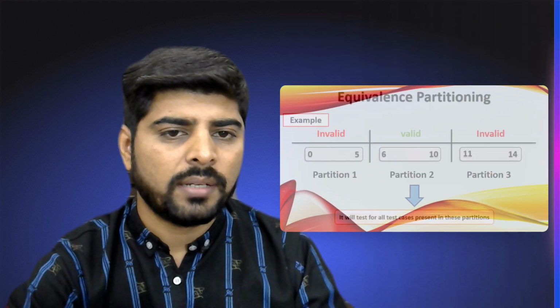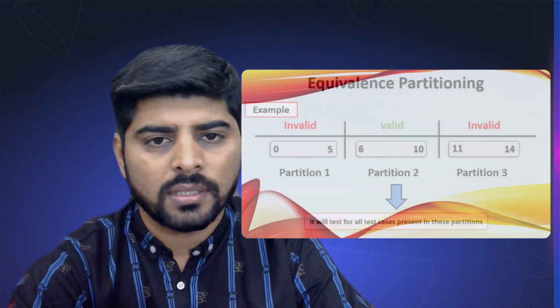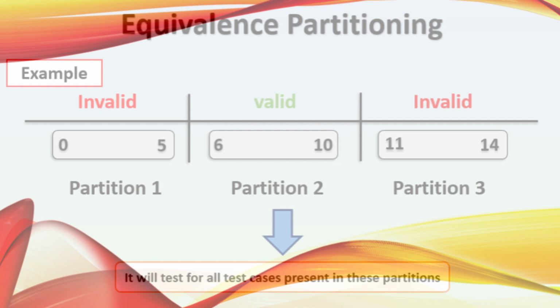Let me give you an example. As you can see in the example, we have an input field which accepts digits from 6 to 10. In this case, 6 to 10 is our valid partition. The invalid partitions will be digits less than 6 and digits greater than 10. So 0 to 5 is an invalid partition, and 11 to 14 is an invalid partition. 6 to 10 is the valid partition, and all the test cases present in this partition are valid.